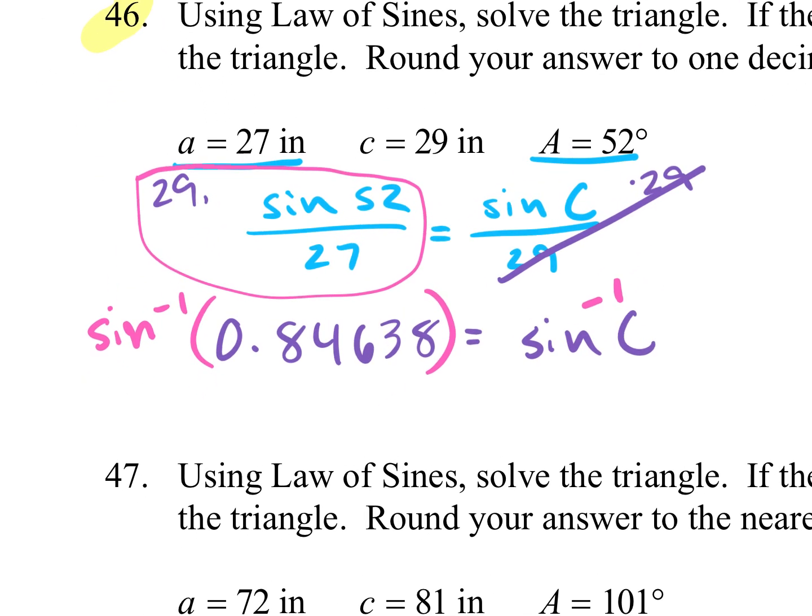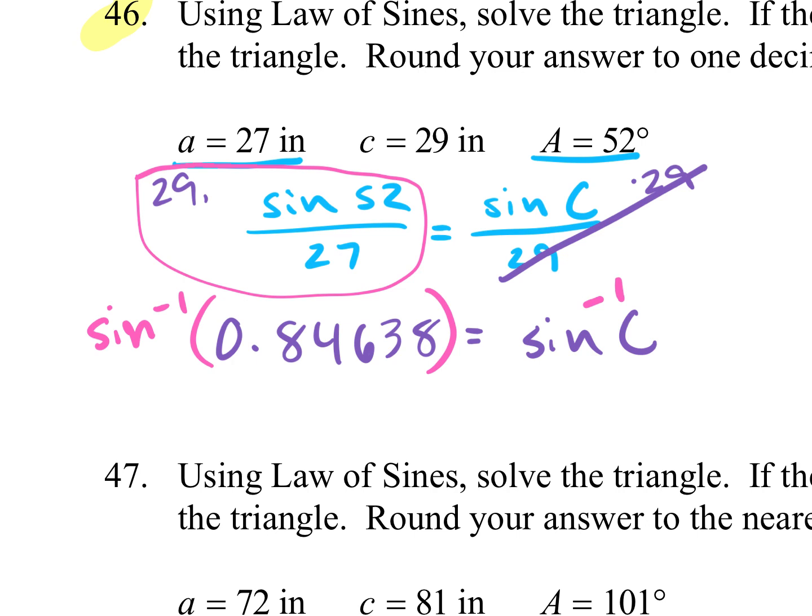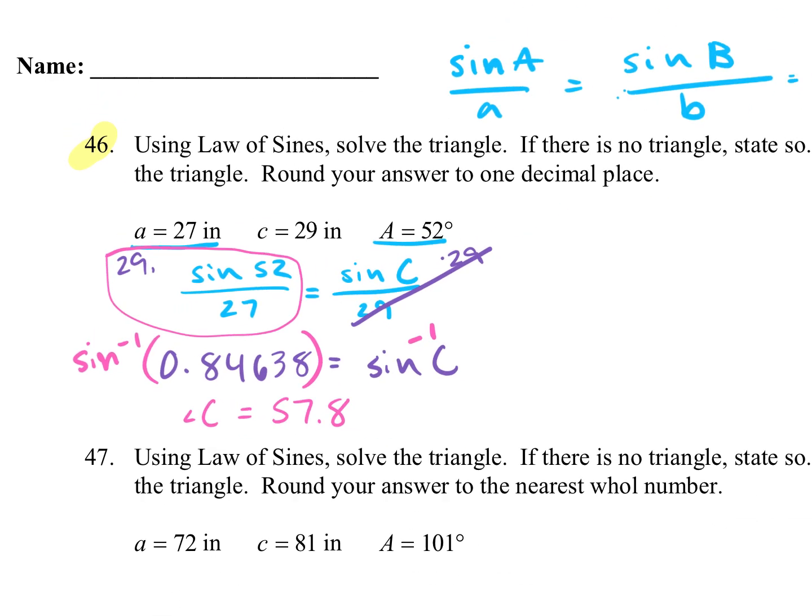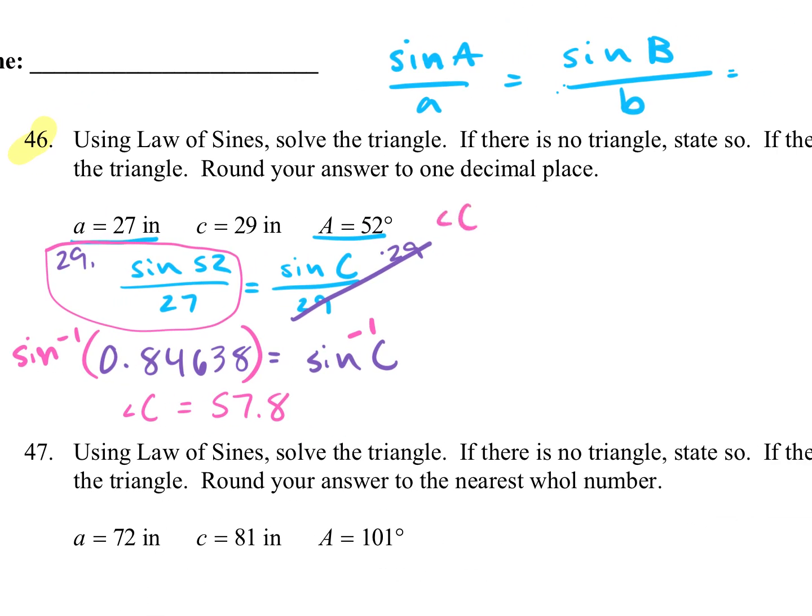So then we want to take the inverse sine of that number to find what angle C is. So angle C is equal to 57.8. So angle C is equal to 57.8.